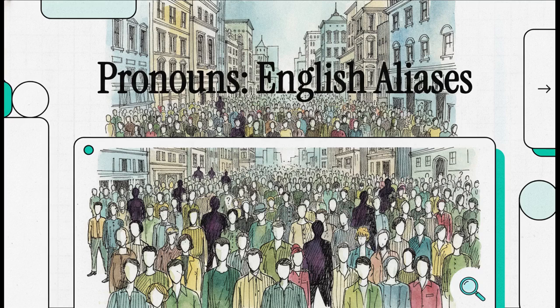But that's where the shadows come in. In this explainer, we are going to investigate the undercover stand-ins that keep our sentences moving smoothly. We're talking about pronouns, the aliases of English grammar. So let's dive right into this.